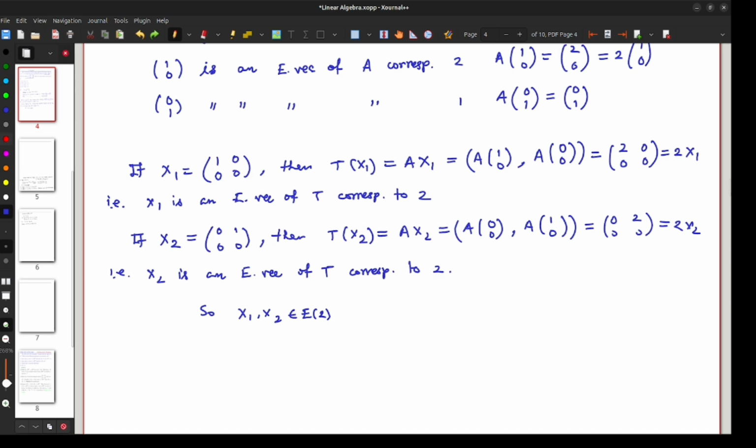And it is obvious that the vectors x1 and x2 in V are linearly independent. Clearly, x1 and x2 are linearly independent vectors in V. From this, we can conclude that the dimension of the eigenspace of T corresponding to the eigenvalue 2 is at least 2.